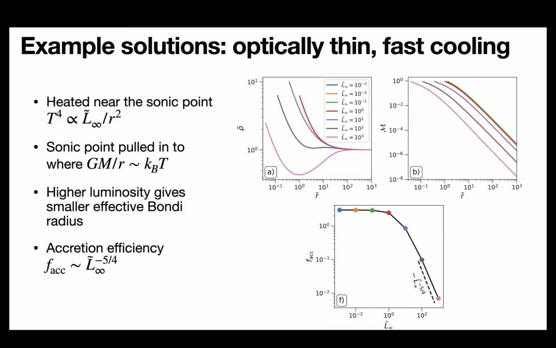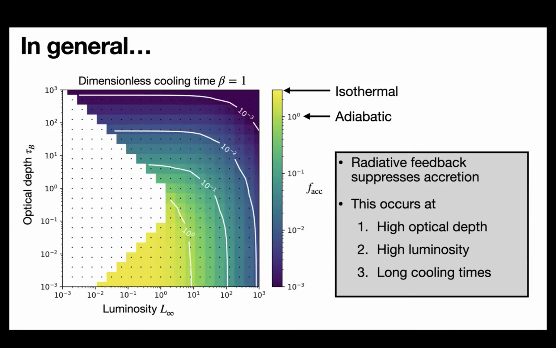So that's all well and good, but we can do this for all of these radiative parameters in general. We have the optical depth, the luminosity, and the cooling time. So we've gone ahead and done this, and we've mapped this out as a function of these three parameters. Here I'm showing just a slice of what happens as you change the optical depth, or you change the luminosity, at fixed cooling time. And the main result of this is that radiative feedback tends to suppress accretion.